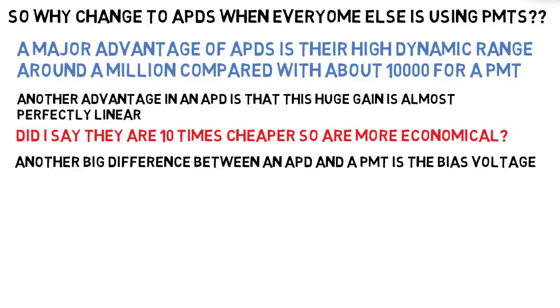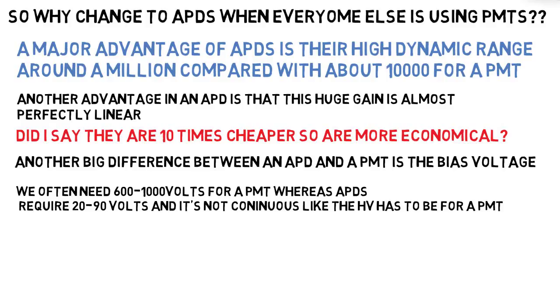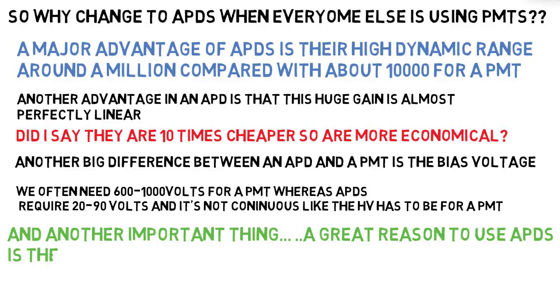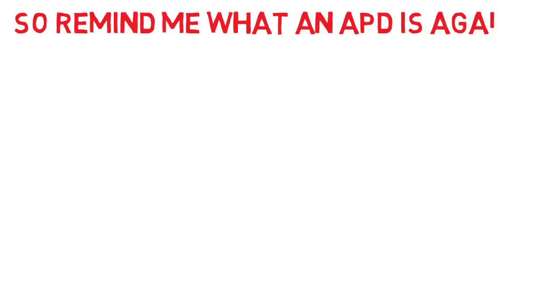Another big difference between an APD and a PMT is the bias voltage. You remember that PMTs typically require around 1,000 volts, whereas APDs are about 20 to 90 volts, and it's not continuous like the high voltage has to be on a PMT. The big deal for the latest APDs is their amazing quantum efficiency, near 90% compared to maybe 20% for a PMT.